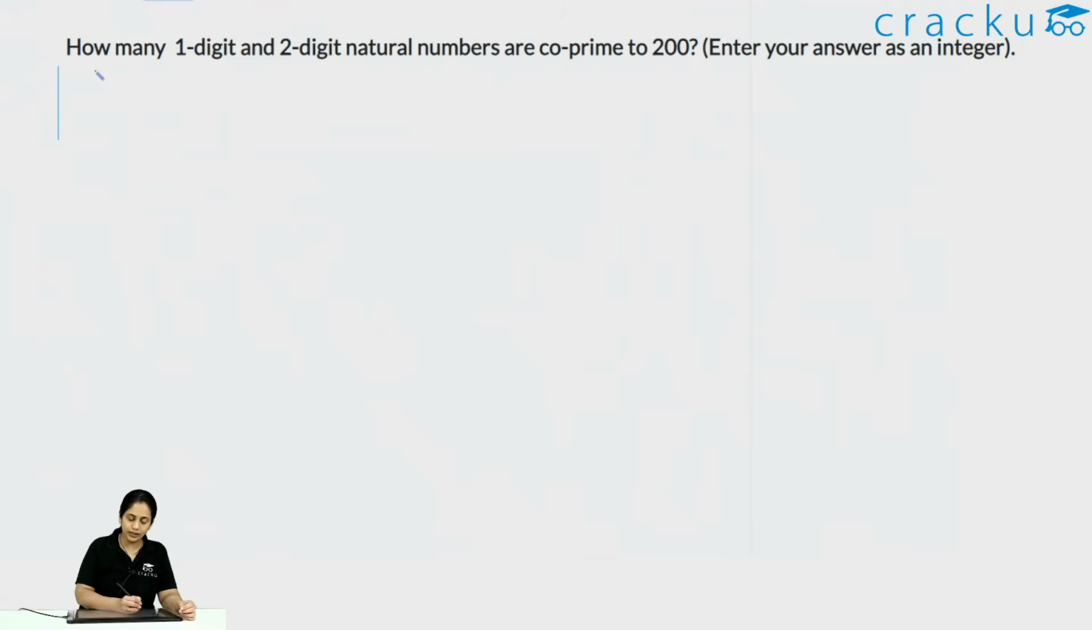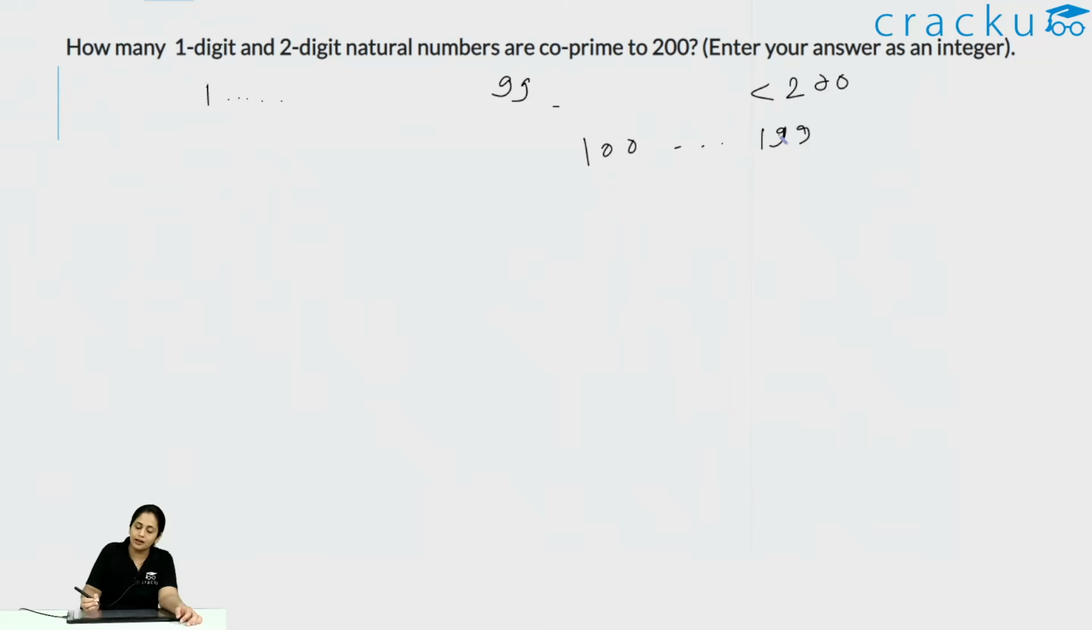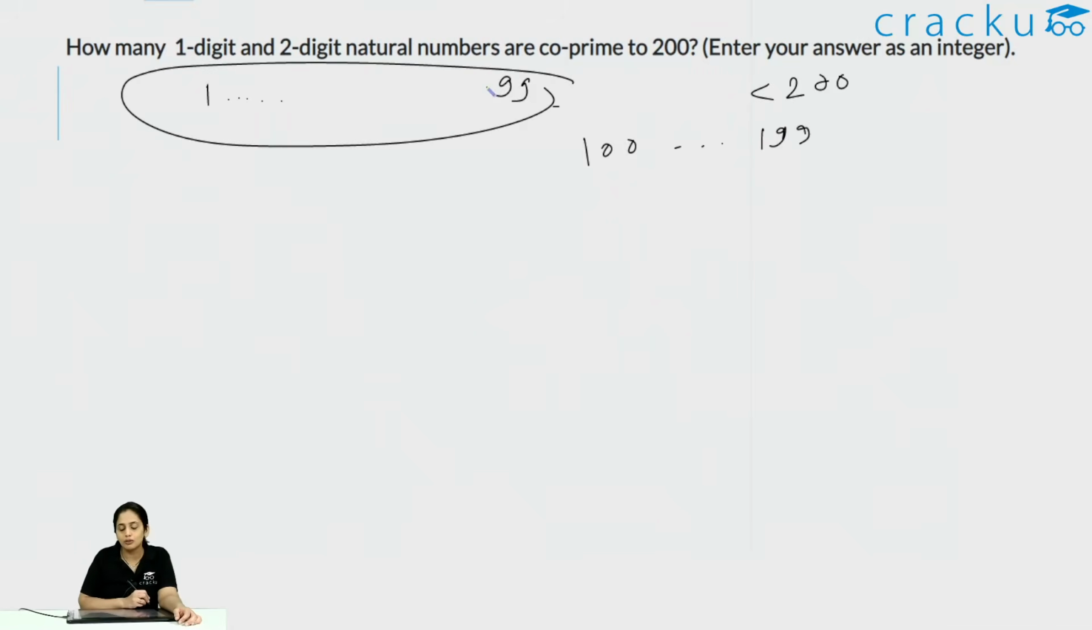The second question is, how many 1-digit and 2-digit natural numbers are co-prime to 200? So you have to find out from 1 to 99 how many numbers are co-prime to 200. So we have the formula for what is co-prime to 200 and less than 200. But that also includes numbers from 100 to 199. But we don't want that. We want only from 1 to 99. So what should we do?